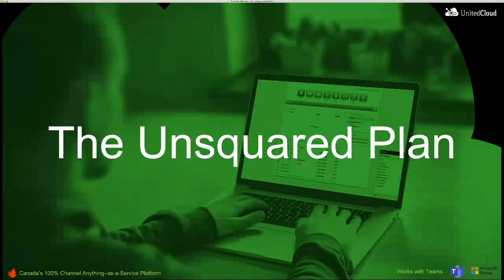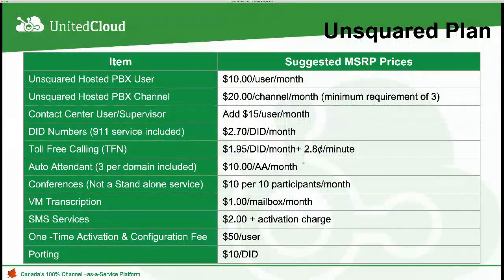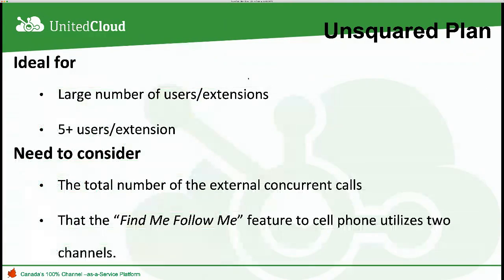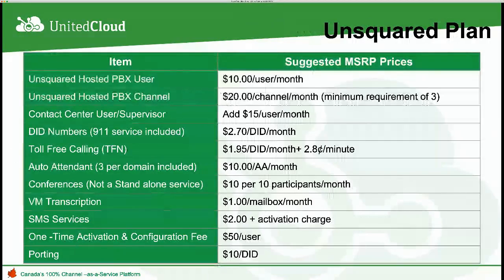What we've done with the N squared plan is we took the channel capacity out of the user. So now the user has no external call channel capacity in and out. It's a $10 user, but they can only make extension to extension calls. If they want to make an external call, whether outbound or inbound, they need to have channels. And the number of channels depends on how many concurrent calls they would like to have capacity for.